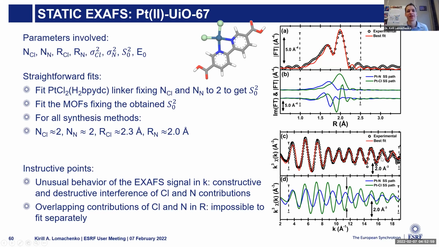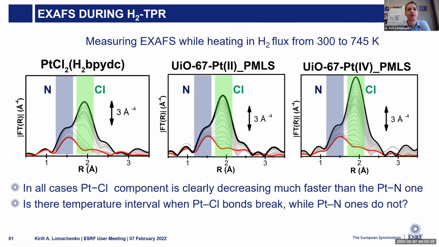Another point here is that you have the overlapping contributions of chlorine and nitrogen in R, as you see in panel B. So you cannot fit these two paths separately. They have to be fitted together to get a meaningful result. And then what's interesting is what happens when we start to heat the material.